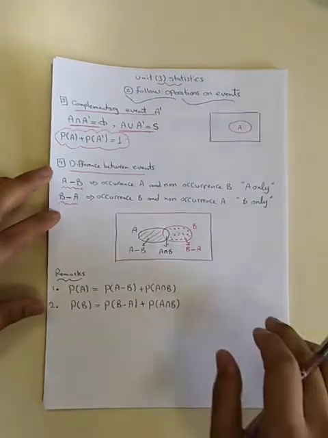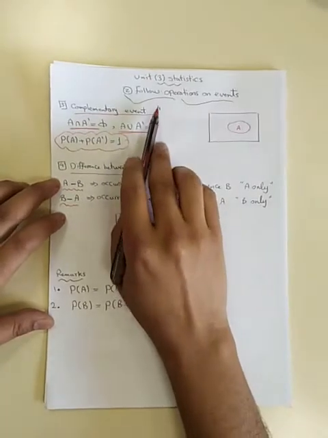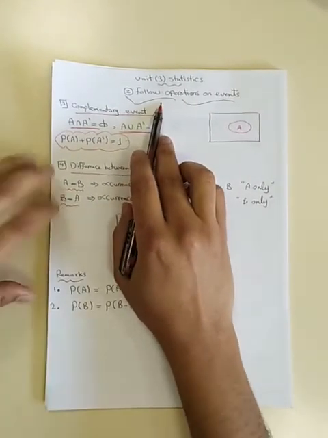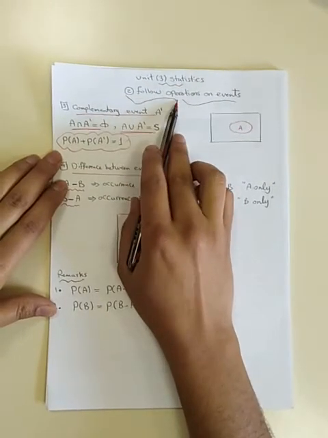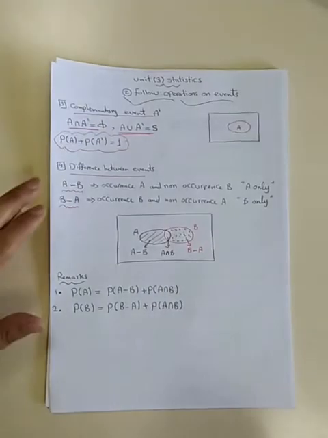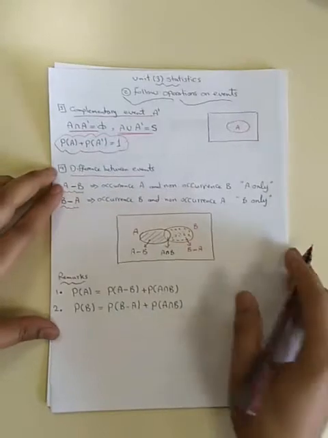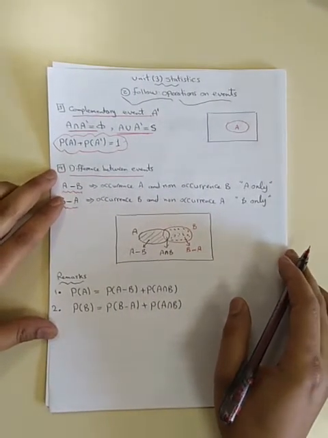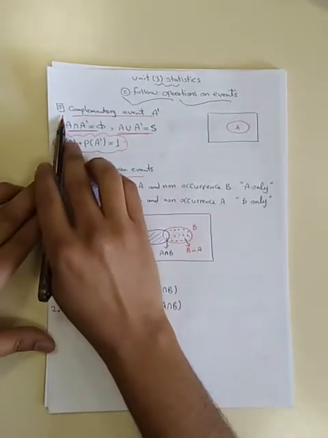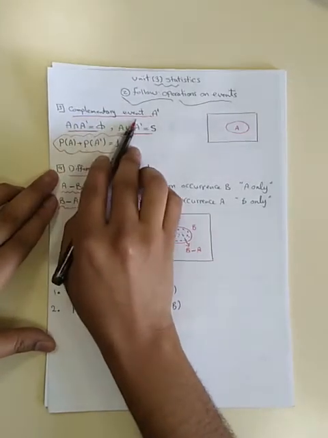Welcome, my dear students, in the third preparatory stage. We will study today the last lesson in statistics, which is a follow-up of operations on events. We studied before two operations, intersection and union, and we will complete the third operation, which is the complementary event.